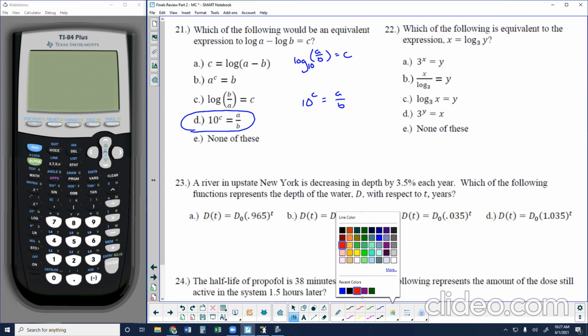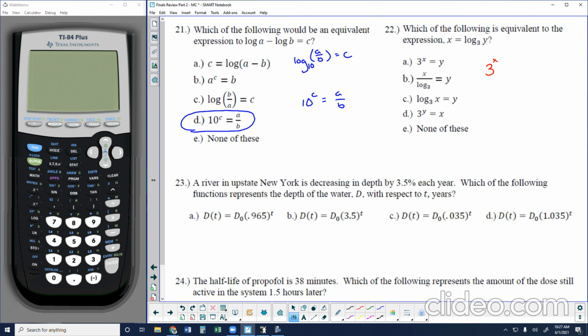In 22, it says, which of the following is equivalent to the expression x equals log base 3 of y? So kind of thinking along the same process of the previous, I can't really combine anything here through logarithmic properties, but I can rewrite in exponential form. So this would be base 3 to the x power equal to y. Remember, the inputs and outputs of a logarithmic and exponential function switch because they are inverses of one another. And so the rewritten form would be found there as part A.